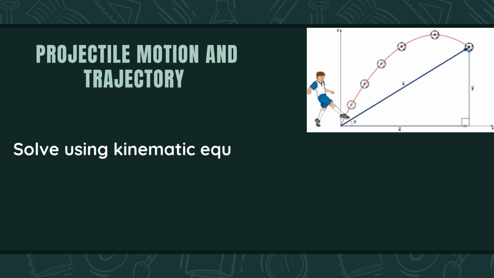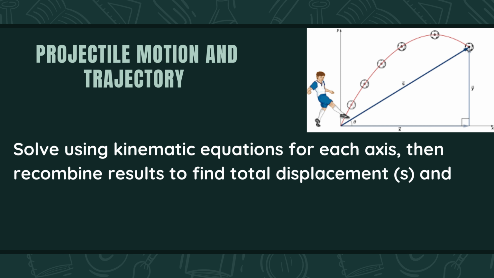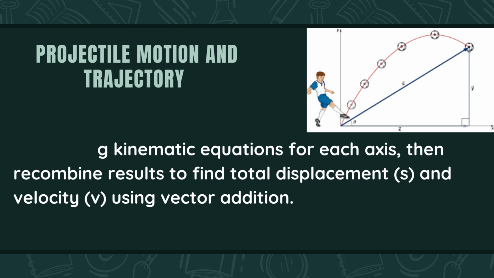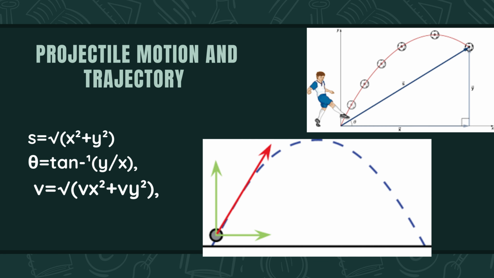Use kinematic equations for each axis individually, then combine the results with vector addition to determine the total displacement and velocity. The total displacement is found using the formula s equals the square root of x squared plus y squared. To find the angle, we use theta equals the inverse tangent of y divided by x.